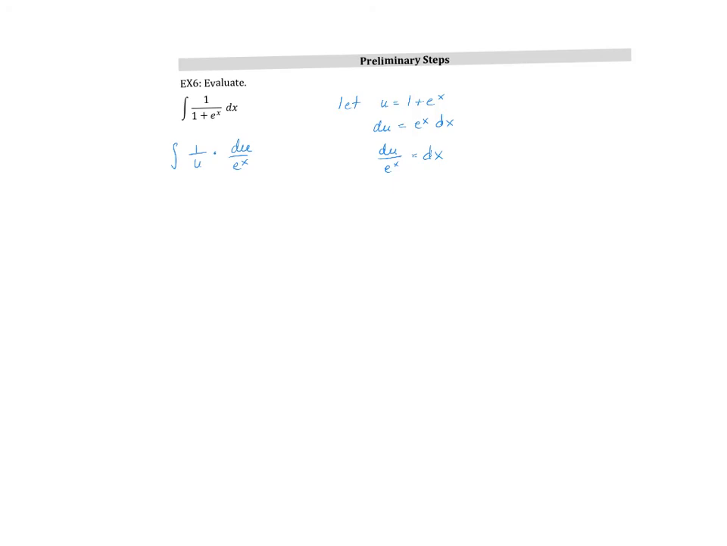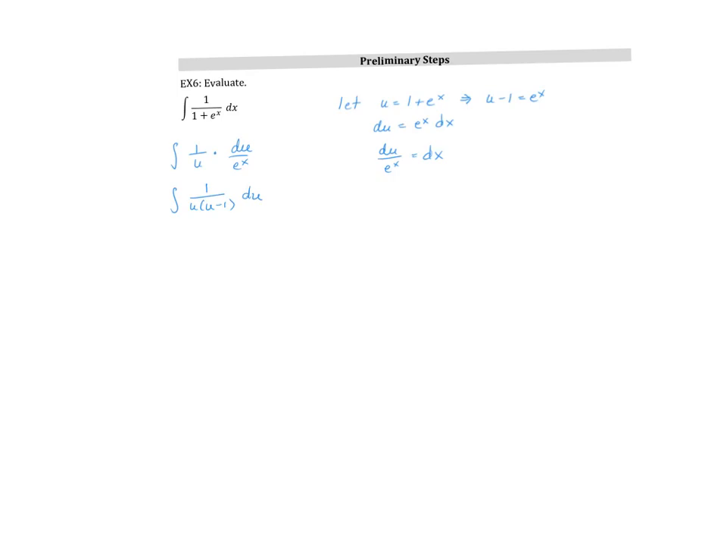So let's go back up to our u substitution. If u is equal to 1 plus e to the x, then u minus 1 is equal to e to the x. And now I can substitute for e to the x, u minus 1. And we have the integral of 1 over u times u minus 1 du.